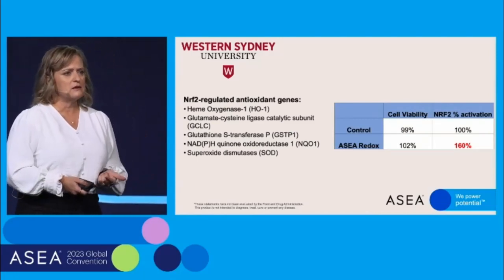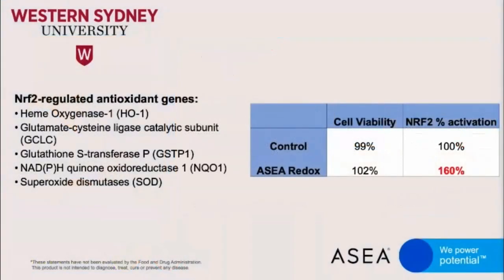It means that genes responsible for producing protective proteins, and some of them are listed there, can be turned on and off to start working. When they're turned on, they start to work and produce these protective proteins. These are some of the antioxidant genes that can be turned on by NRF2.